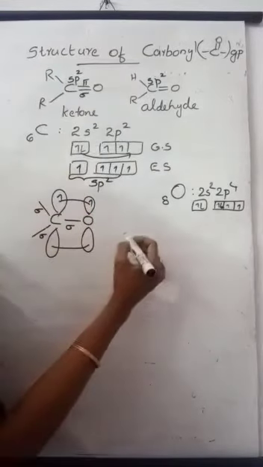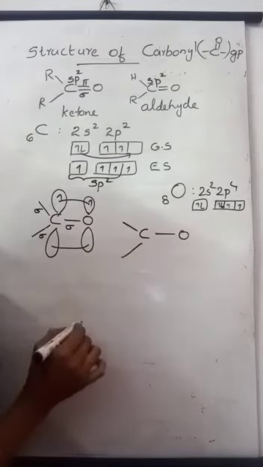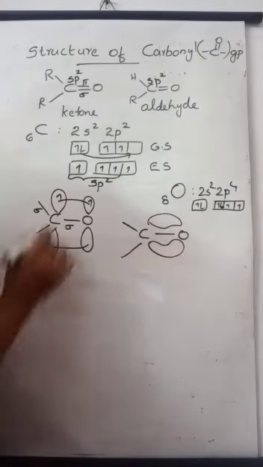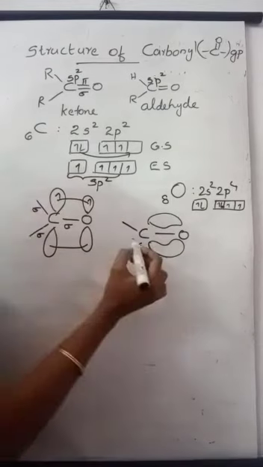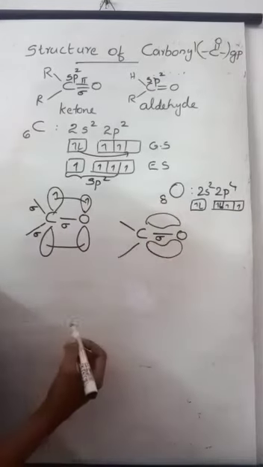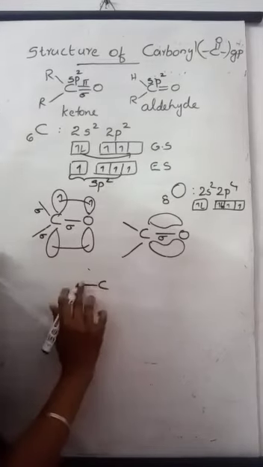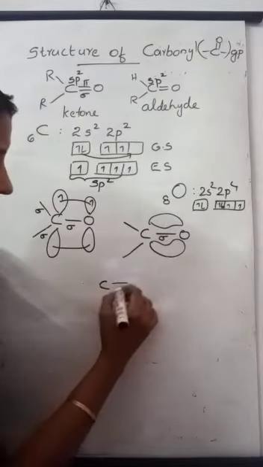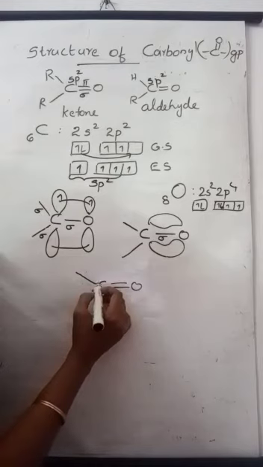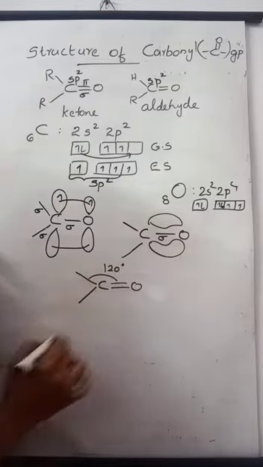bond. So here C O, this is the sigma plane, and there would be a pi cloud above and another pi cloud below. 2 lobes above, 2 lobes below. So around this carbon oxygen sigma bond, the pi electrons lie. So the geometry of carbonyl C double bond O will be trigonal: sp2 hybridization, trigonal planar, and the bond angle will be 120° approximately.